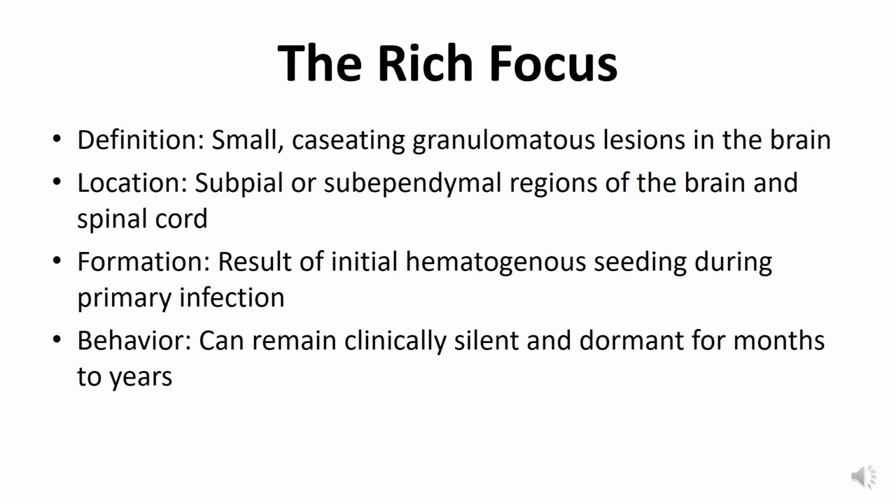These lesions are most commonly located in the subpial and subependymal regions. The subpial region lies just beneath the pia mater, the delicate membrane that closely covers the surface of the brain and spinal cord. The subependymal region is located beneath the lining of the brain's ventricular system. These locations place the lesions near important cerebrospinal fluid pathways and meningeal structures.